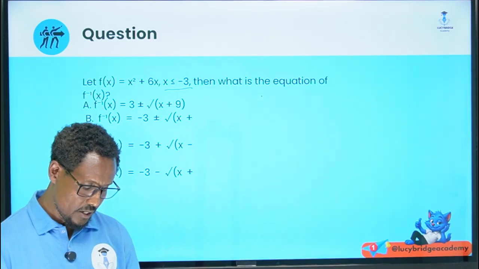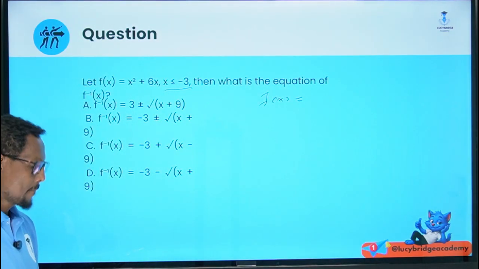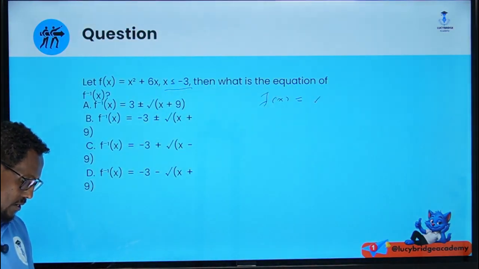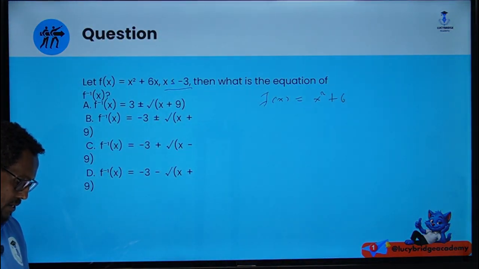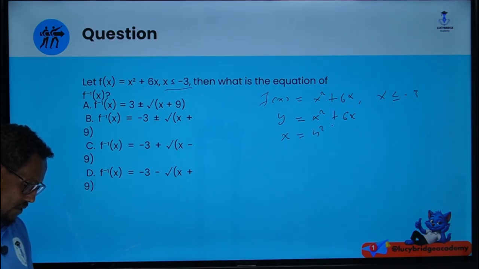F of x is equal to x squared plus 6x for x is less than or equal to minus 3. Y is equal to x squared plus 6x. Interchanging, x is equal to y squared plus 6y.